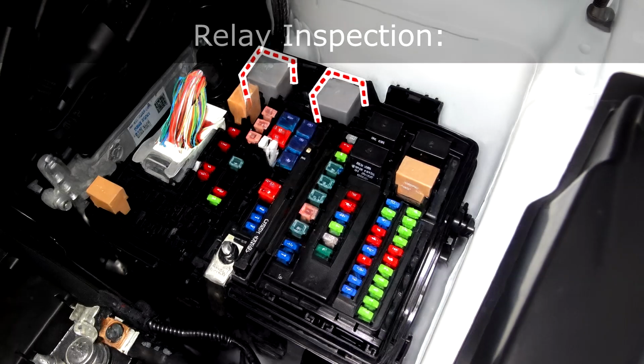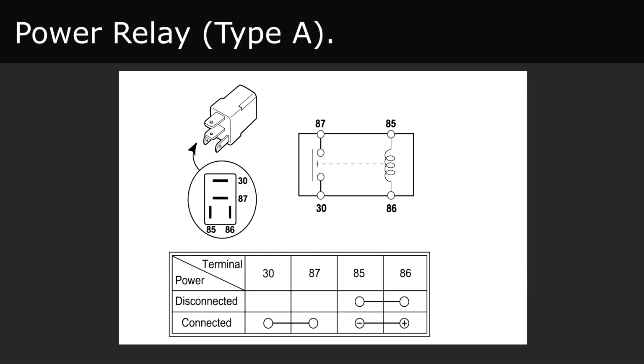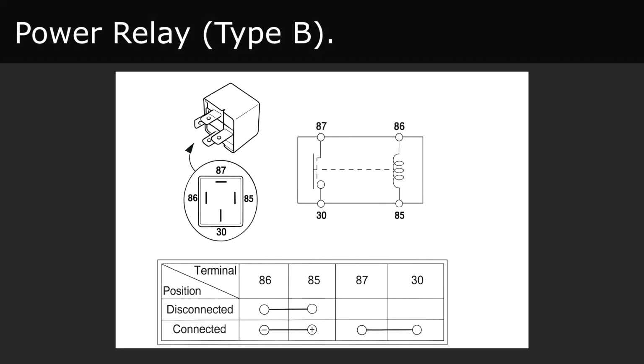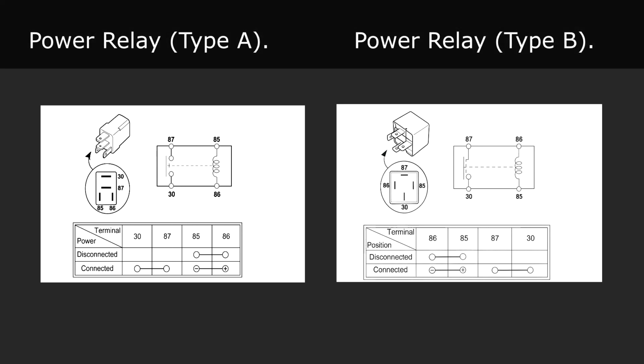Relay inspection. Power relay type A. Power relay type B. Inspection of the power relay type A, type B the same. Check for continuity between the terminals.